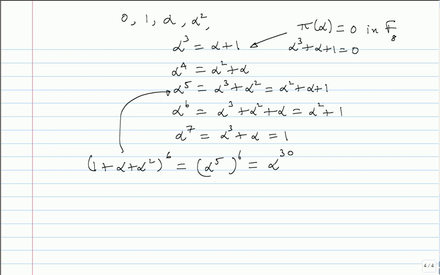But why am I not scared of alpha to the power 30? I know alpha power 7 is 1. So I can immediately reduce it to alpha squared, right? 28 is going to give me that. And that is in the field. We won't show it, but it can be shown. Do you see this? Understood?